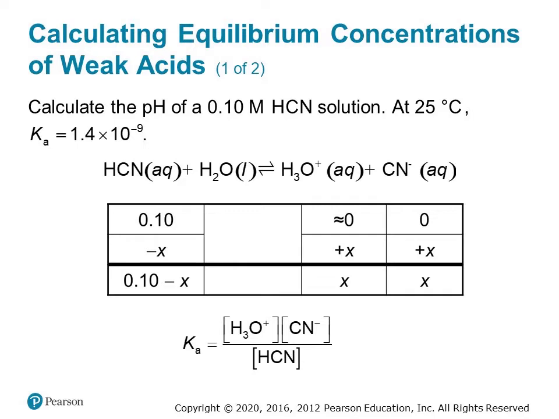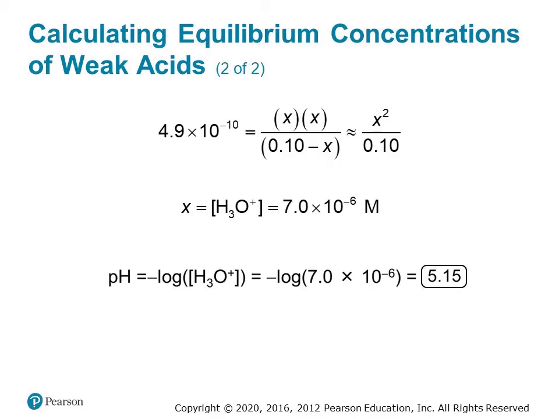Of course, our initial concentration of HCN is 0.10 molar, and the hydronium and cyanide concentrations are effectively 0 at the beginning. Our equilibrium concentration of HCN will be 0.10 minus x, and our equilibrium concentrations of hydronium and cyanide will both be x. We can substitute these expressions and 4.9 times 10 to the minus 10 into our Ka expression, and we end up with x squared over 0.10 minus x. In most situations, the x value is going to be much smaller than the initial concentration, so 0.10 minus x should just be about 0.10 itself.